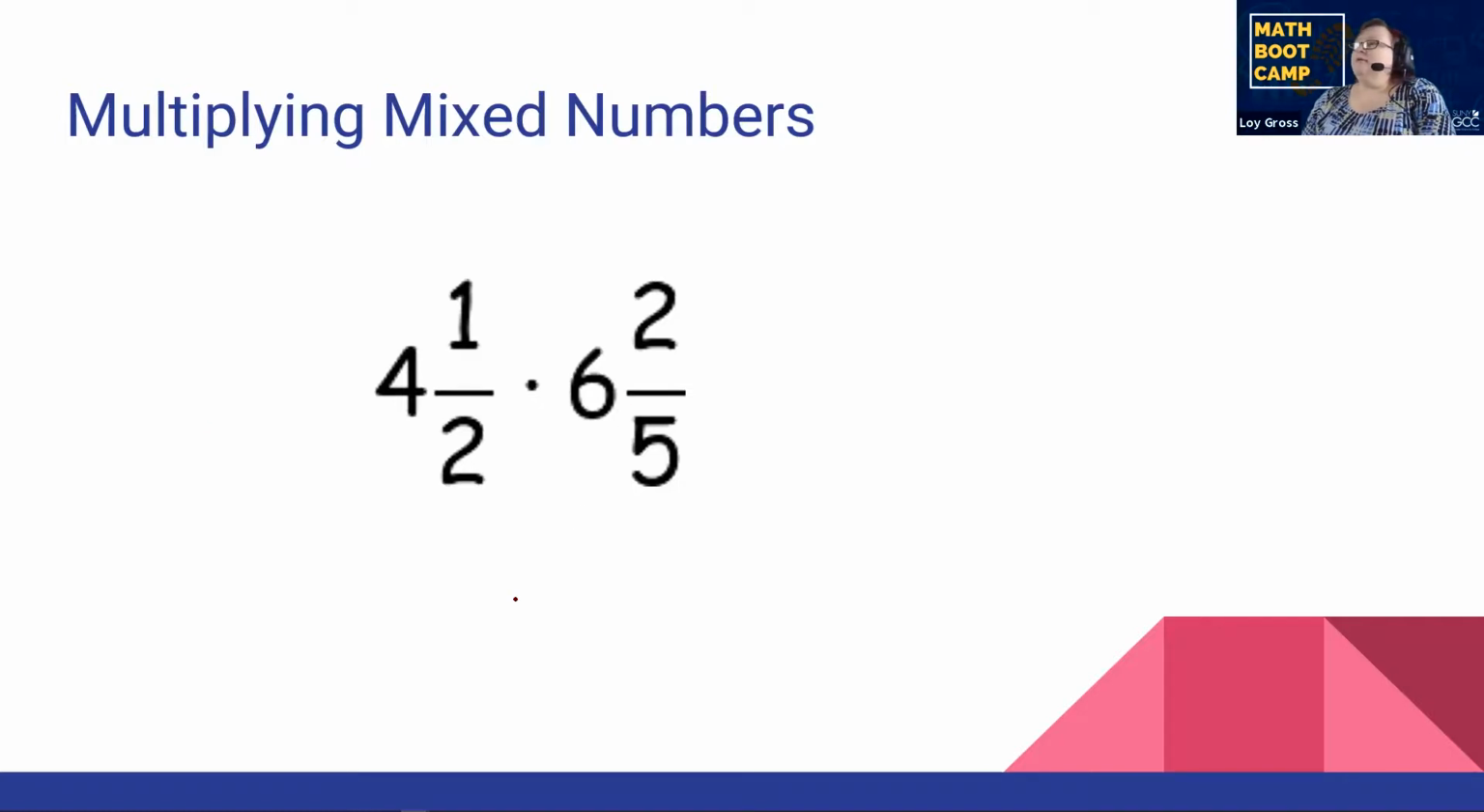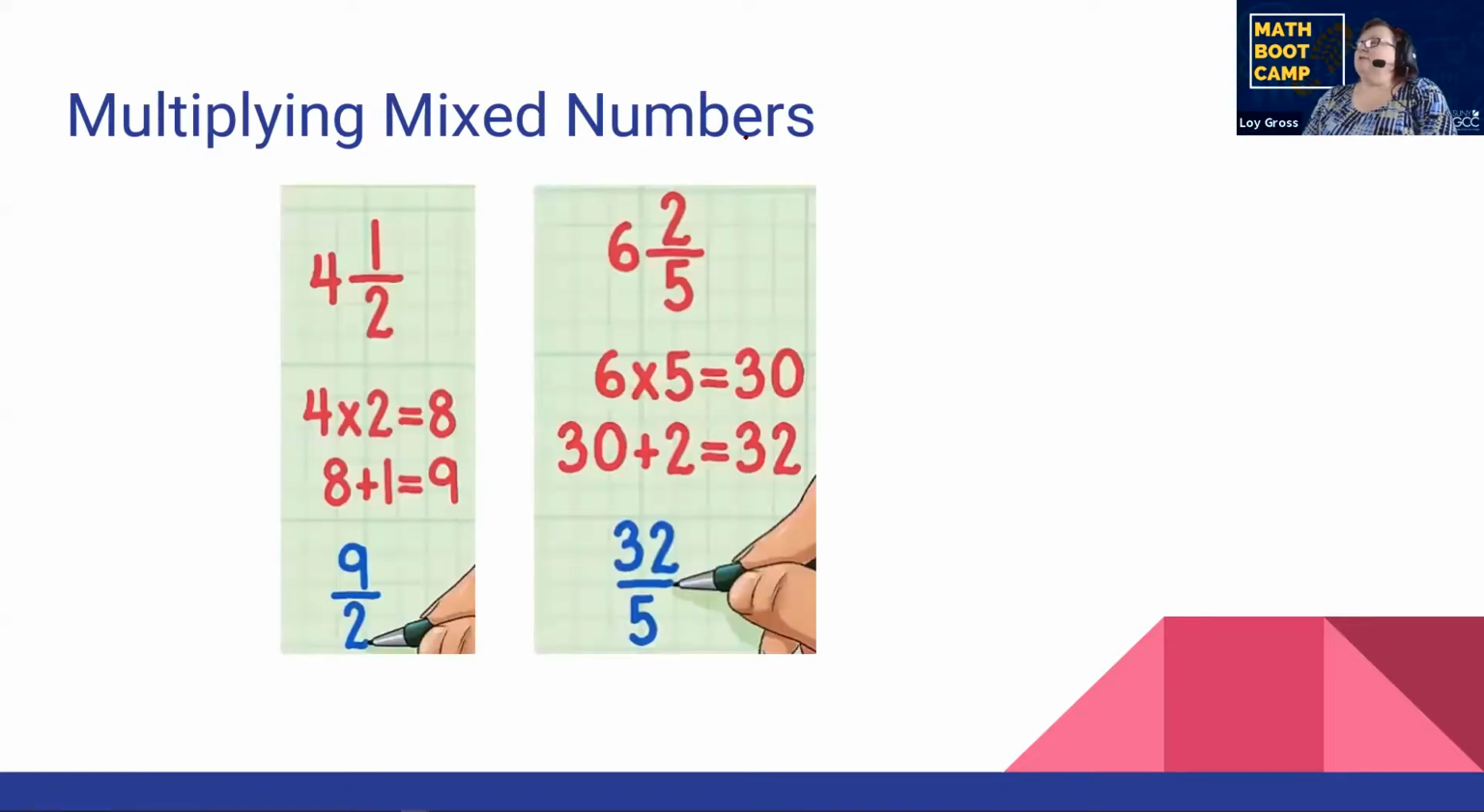What we want to do instead is take each of those fractions, or each of the mixed numbers, and convert them to improper fractions. That's going to make our life a lot easier. So if we take 4 1/2 and we convert it, 4 times 2 plus 1 is 9, 9/2, and 6 times 5 plus 2, 32/5, and we have two improper fractions out of our original mixed numbers.